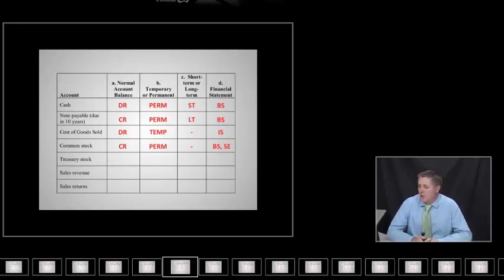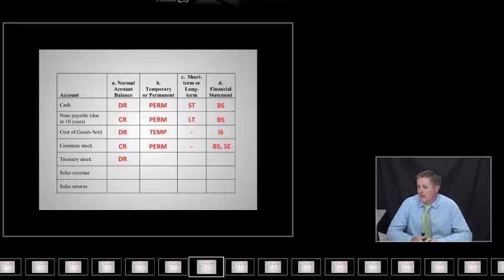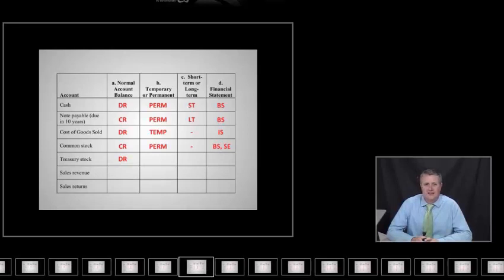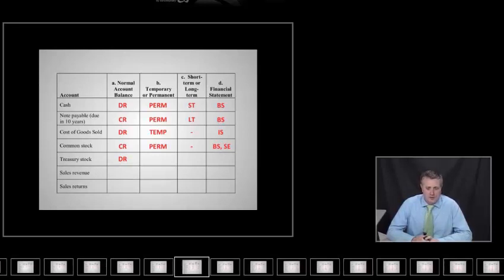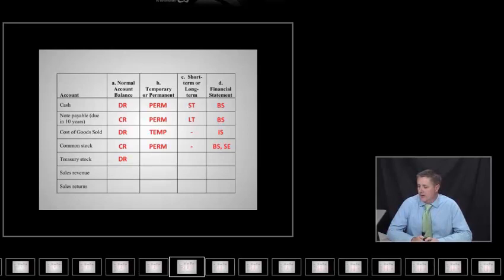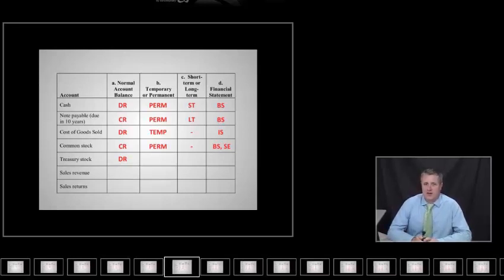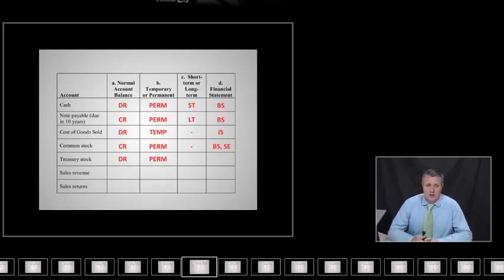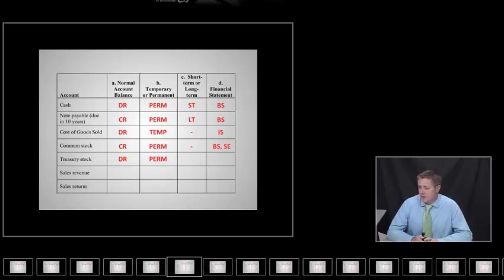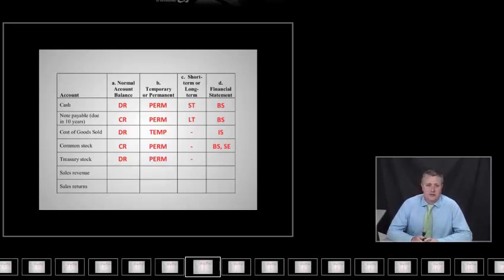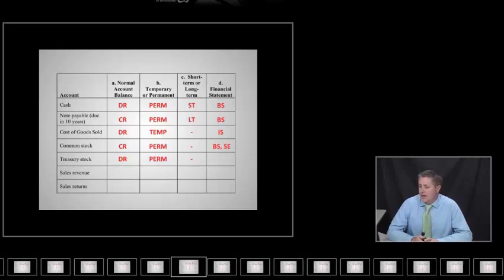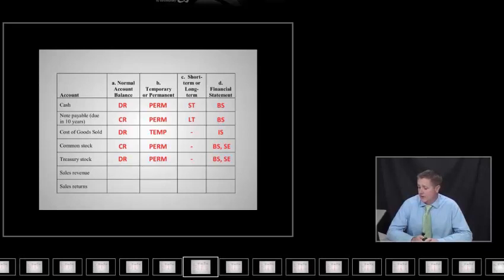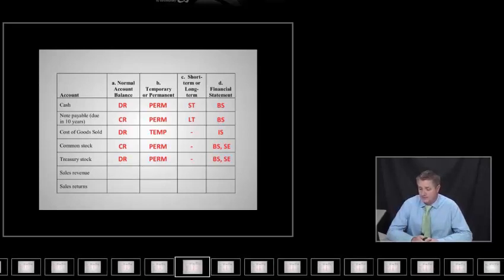Okay, treasury stock. The normal balance for treasury stock is a debit. Treasury stock is regarded as a contra equity account. In other words, it is an account that offsets equity, okay? And so the normal balance for a contra equity account is going to be a debit. It's considered a permanent account as well because it does get reported in the equity section on the balance sheet. But again, there is no distinction made between short or long term. And finally, treasury stock would get reported as well on the balance sheet and statement of changes in shareholders' equity.